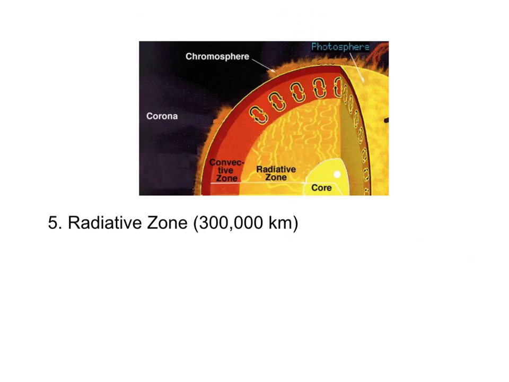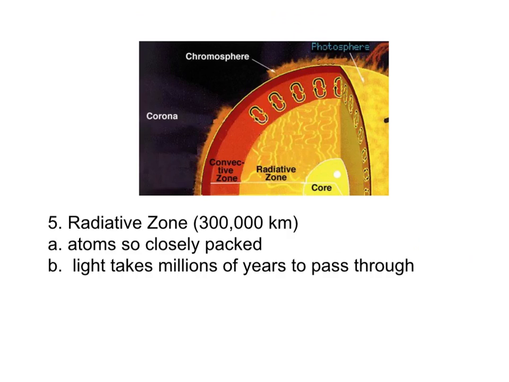The next zone in is the radiative zone. Here we find the atoms extremely closely packed together. The atoms are so tightly packed that it actually causes the light to bounce around in there, and it may take up to millions of years for it to actually get out of that area.